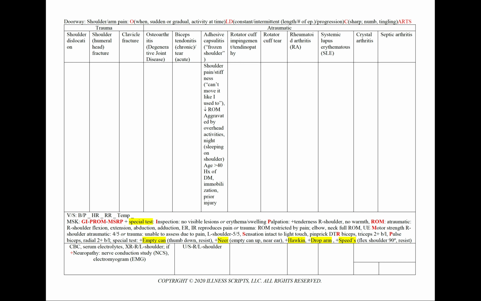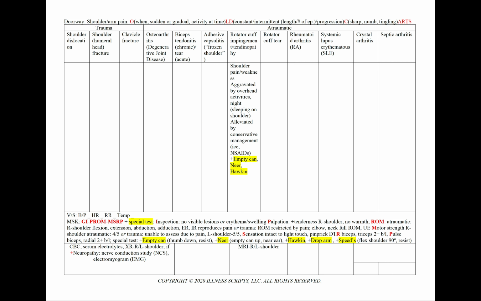In adhesive capsulitis or frozen shoulder, we'll see shoulder pain, and now with stiffness, can be described by our patient as "I can't move it like I used to," or a decreased range of motion. It will be aggravated by overhead activities or at night from sleeping on the shoulder. Our patient is typically older with a history of diabetes, immobilization, or prior injuries.